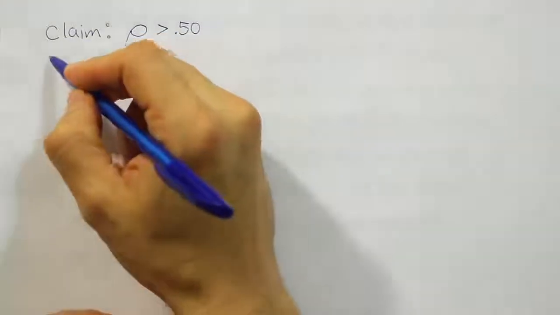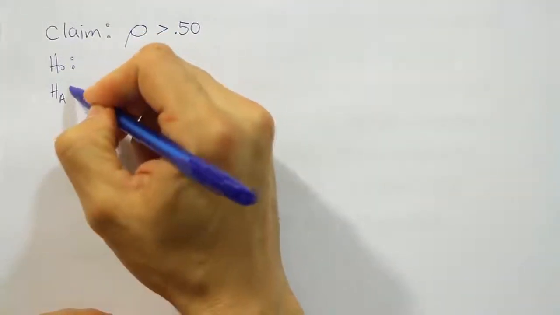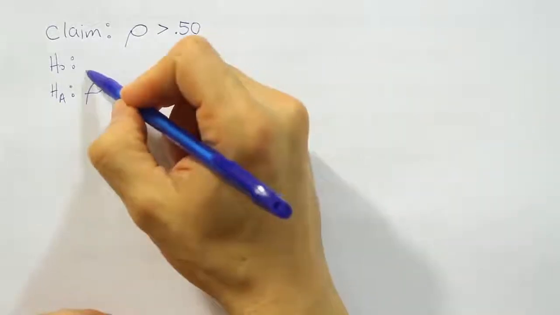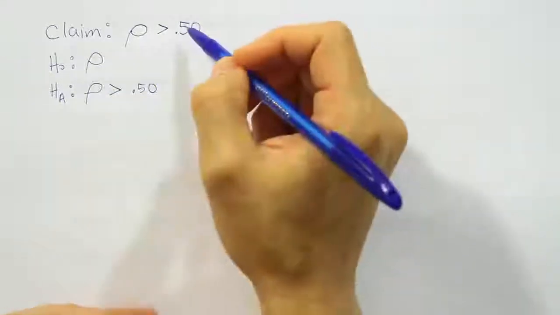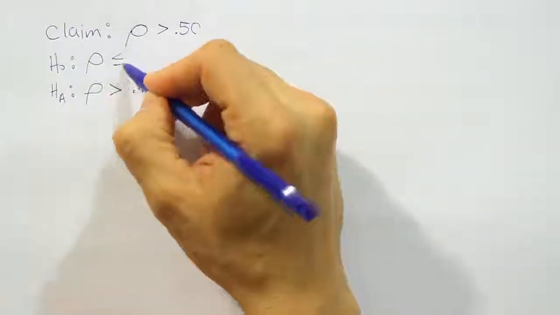All right, and then from there we're going to have H0 and HA in the problem. So the claim here has the greater than symbol, so that's going to be our HA, so p greater than 0.50. And H0, of course, will express the opposite idea. So if most of the people don't think we're worse off, then it must be some number that's less than or equal to 50.